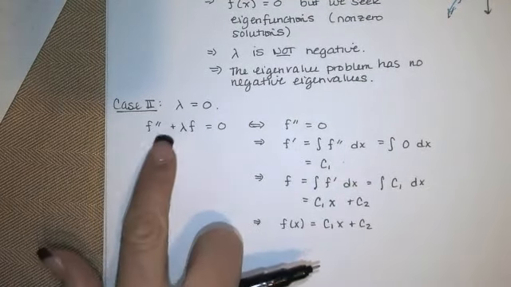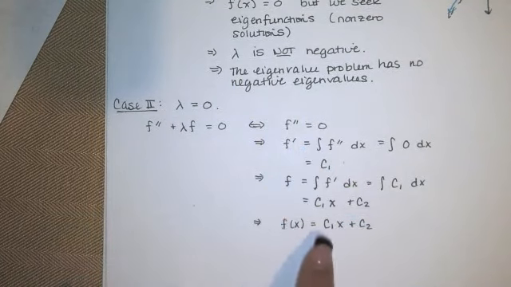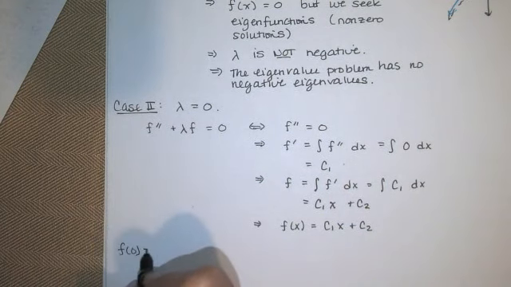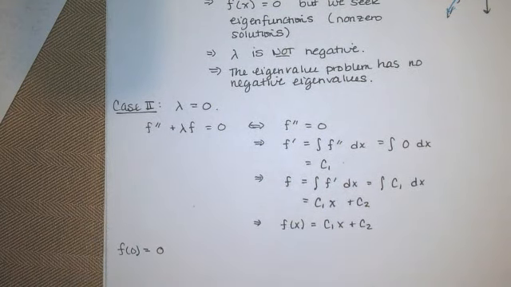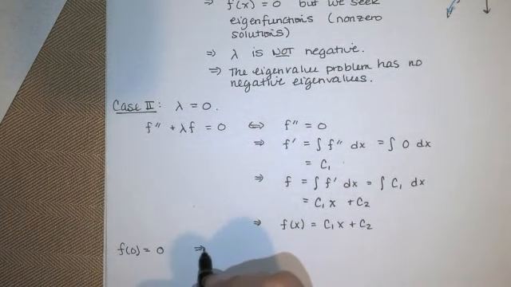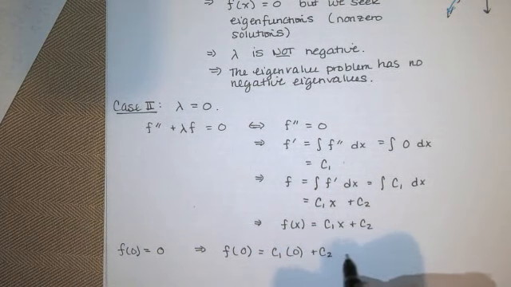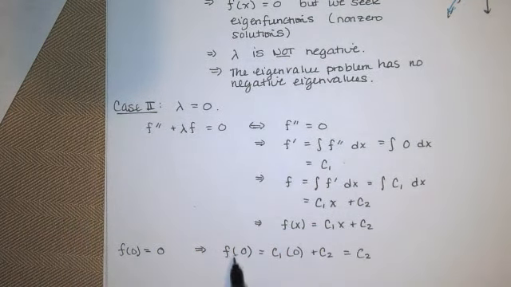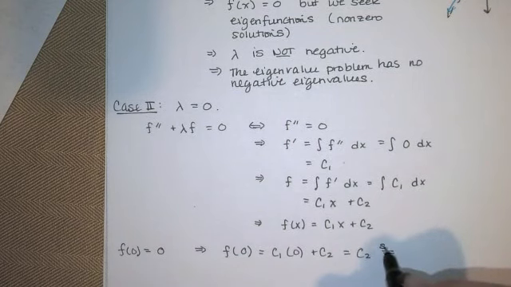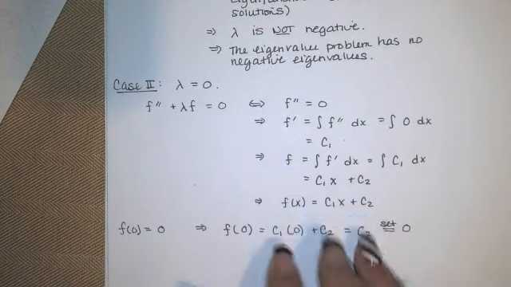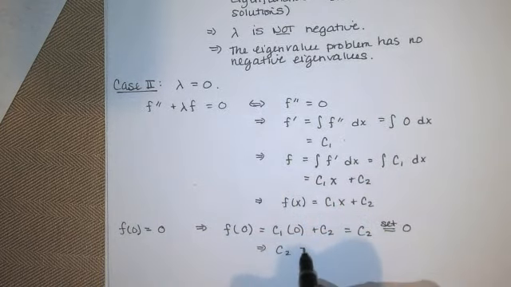If lambda equals 0, this differential equation simplifies to this, and then this would be the general solution to this differential equation. Now, with these problems, we're seeking solutions to the differential equation that satisfy the boundary conditions. So remember, our first boundary condition for this particular example was f of 0 equals 0. If I substitute that in over here, I've got C1 times 0 plus C2, which is just C2. So f of 0 equals C2. We're going to set that equal to 0. So that means that C2 must be 0.